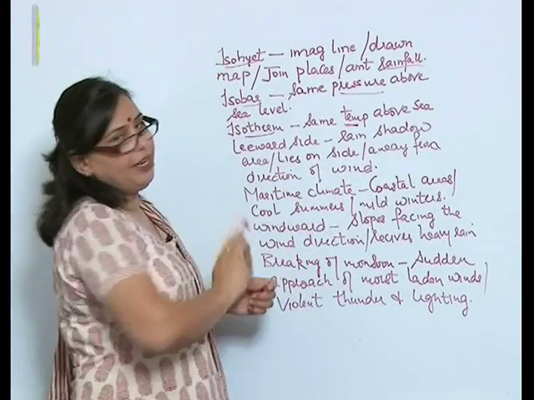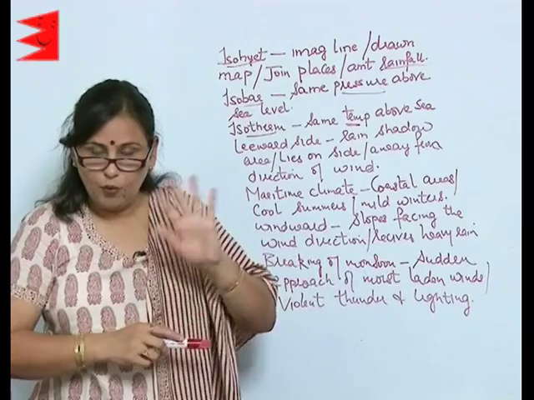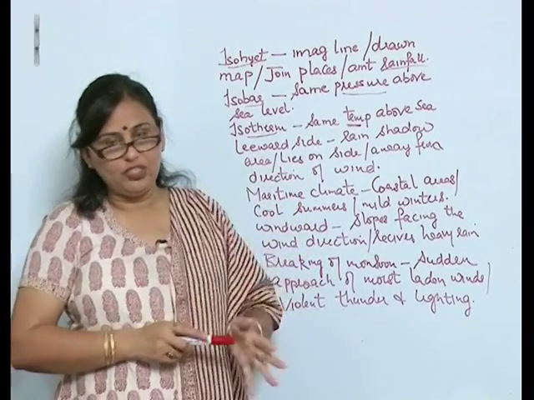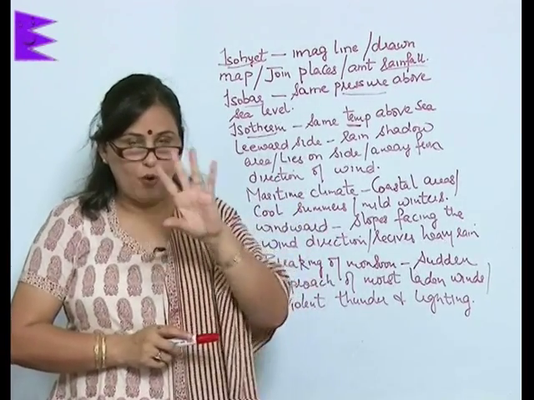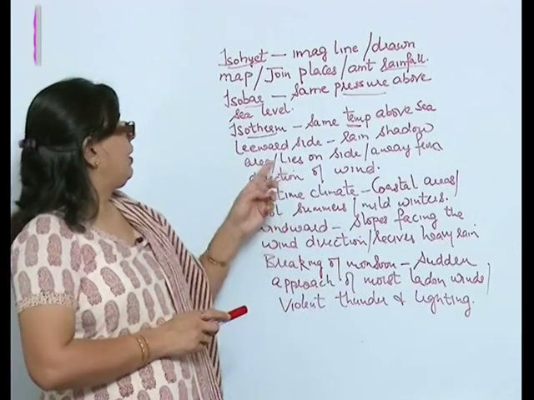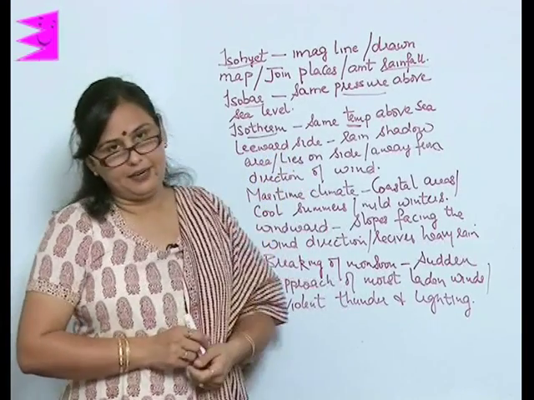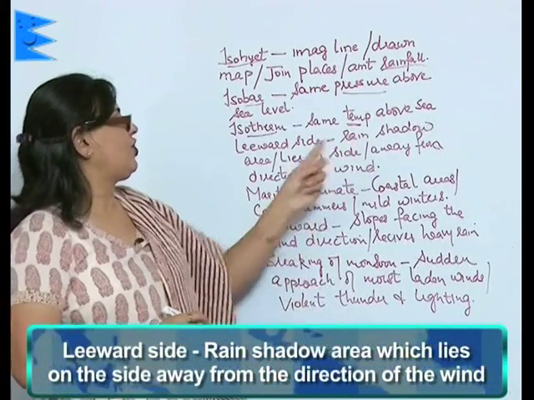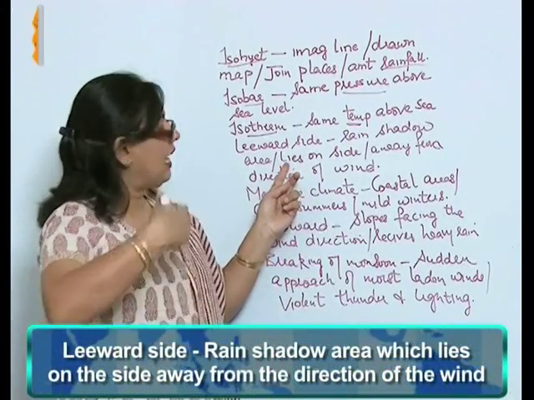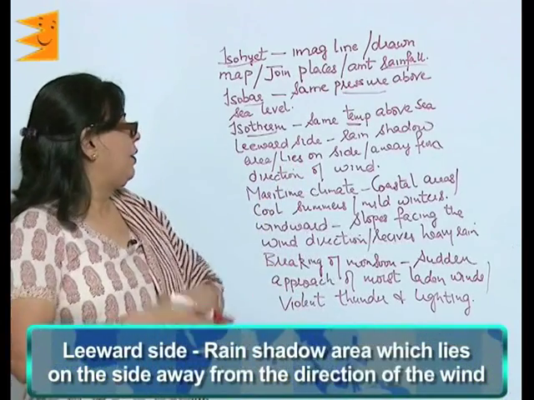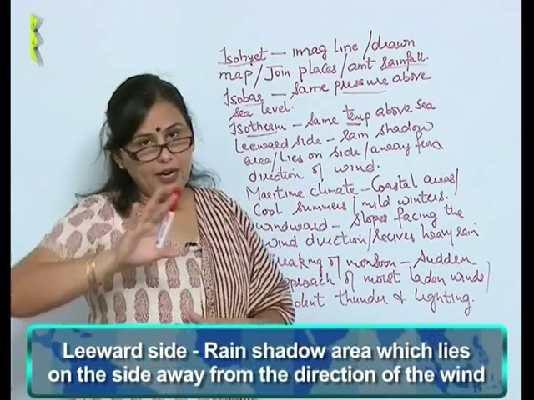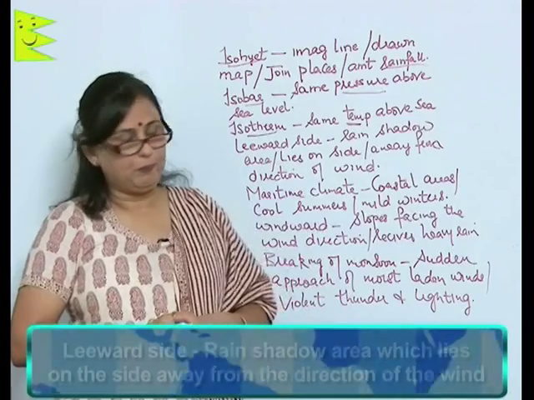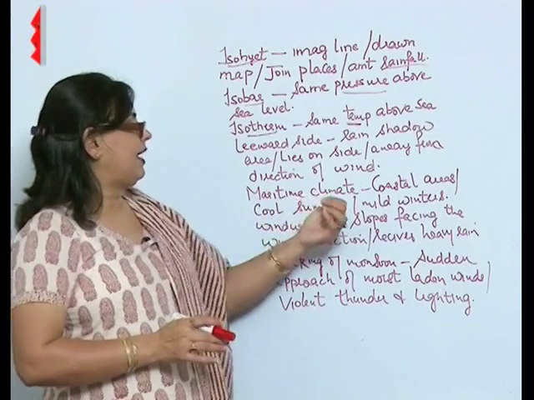So, these are the three that you need to understand. They all are actually imaginary lines which are drawn on the map. Next is the leeward side. Leeward side is in fact the rain shadow area which lies on the side which is away from the direction of the wind.